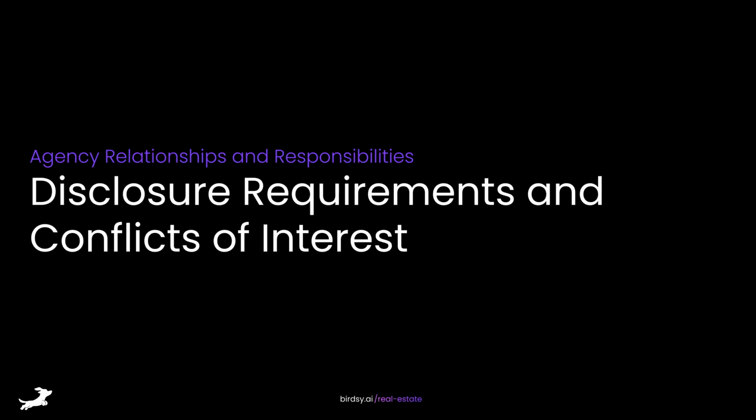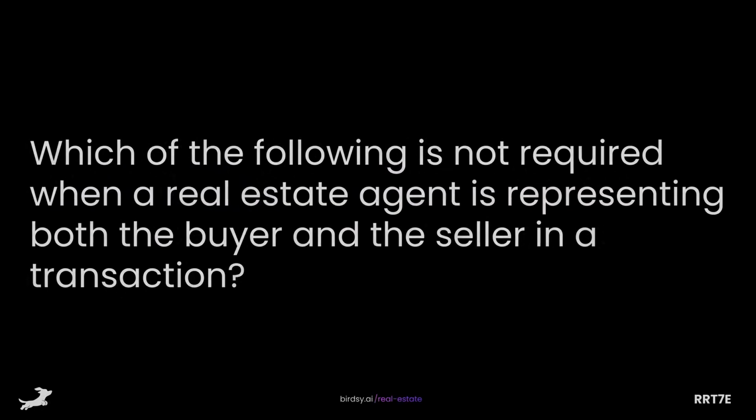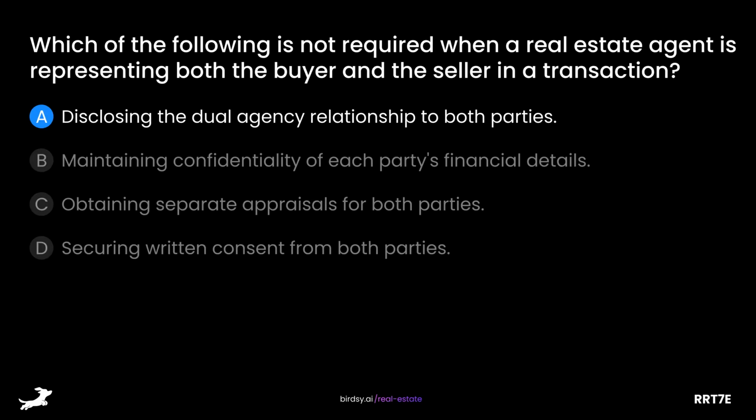Disclosure requirements and conflicts of interest. Which of the following is not required when a real estate agent is representing both the buyer and the seller in a transaction? Is it A, disclosing the dual agency relationship to both parties, B, maintaining confidentiality of each party's financial details, C, obtaining separate appraisals for both parties, or D, securing written consent from both parties? The answer is C, obtaining separate appraisals for both parties.